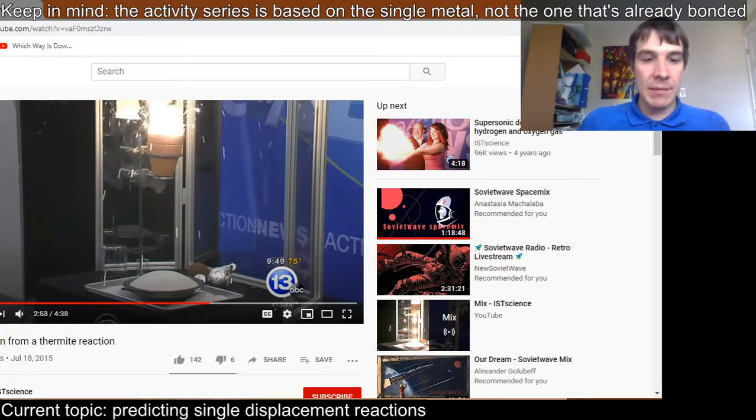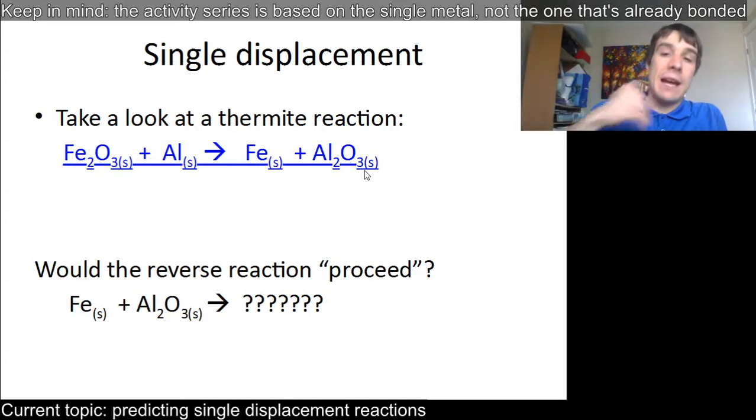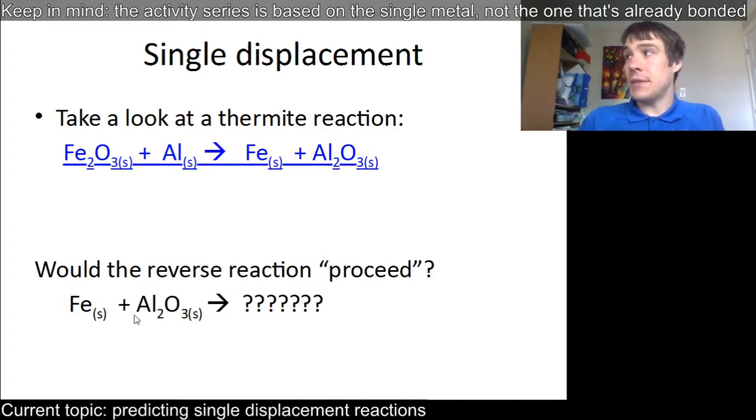So this is what we mean by spontaneous. The forward reaction is clearly spontaneous. It very quickly happens. The reverse reaction is not. So the reverse reaction would not proceed. When we have something written like this, we can't just assume that they're going to swap. The iron is not going to displace the aluminum, because the aluminum, when it displaces the iron, releases the energy. Going the other way, it's not going to do anything.